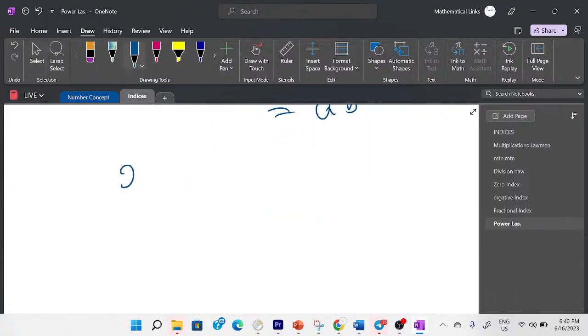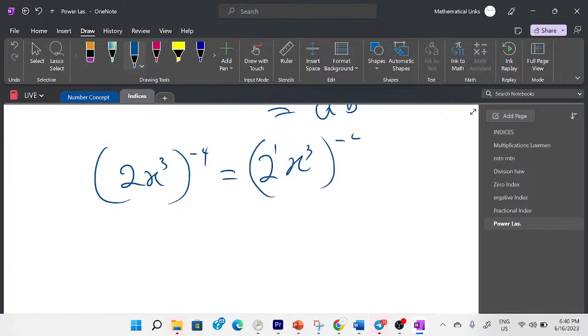So let's say you have 2x to the power of 3, then everything to the power of, let's say, -4. So in this case now, how do you deal with this? Okay, it's very simple. So you know that this is the same thing as 2 to the power of 1, same thing as 2, then x to the power of 3, then everything to a negative power like this. So here we are going to apply power law because we are dealing with powers. So it will be 2 to the power of 1 by -4, then x to the power of 3 by -4. So we need to simplify this further. So it will be 2 to the power of 1 times -4 is -4, then x to the power of what? 3 times -4, it is -12.